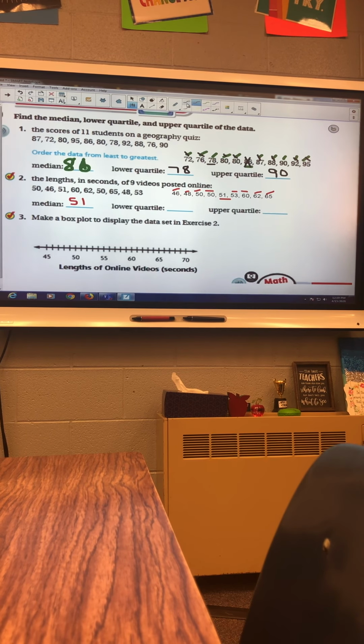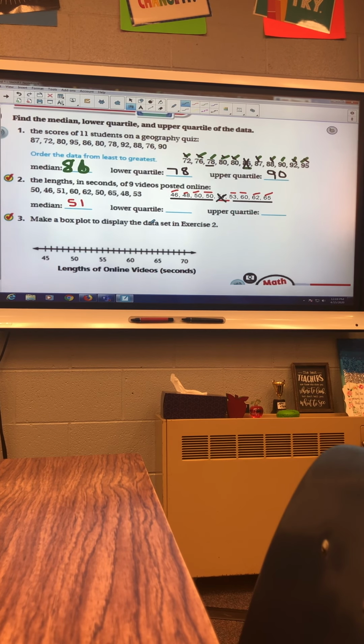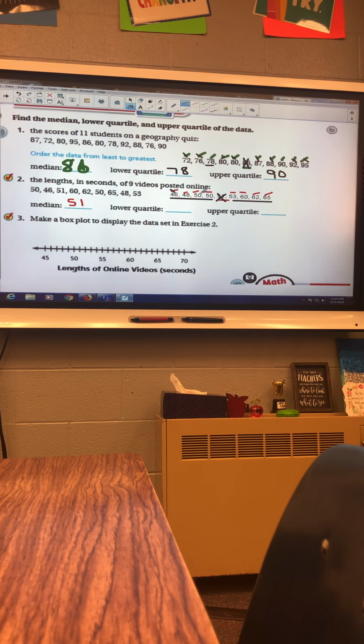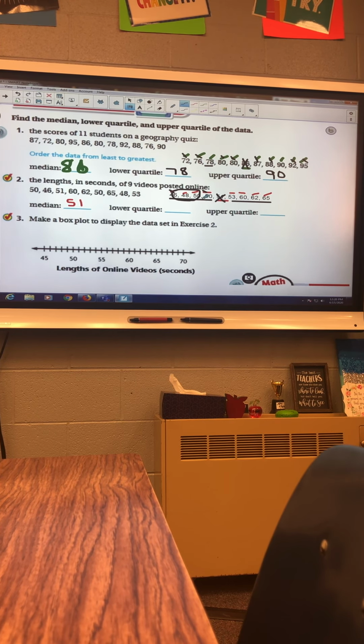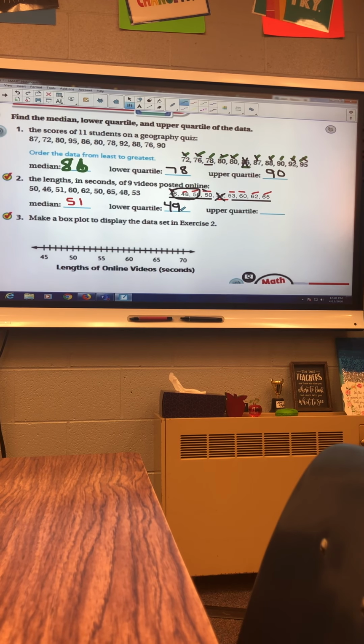Okay, and since I only have 1 in the middle, I cross it out, I don't look at it. So I have my lower and my upper. So lower, I would go left, right, and I have 2 in the middle. Oops, 48 and 50. When you add those up, you get 98, and when you divide 98 by 2, you get 49. So your lower quartile is 49.